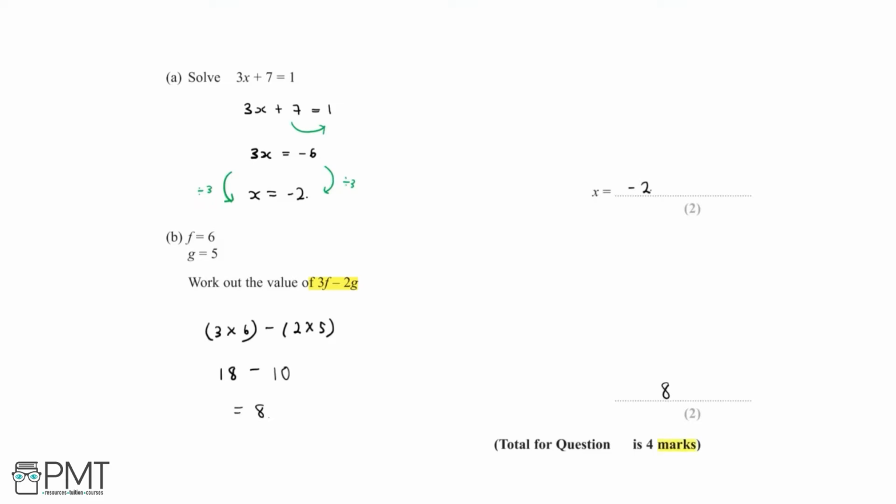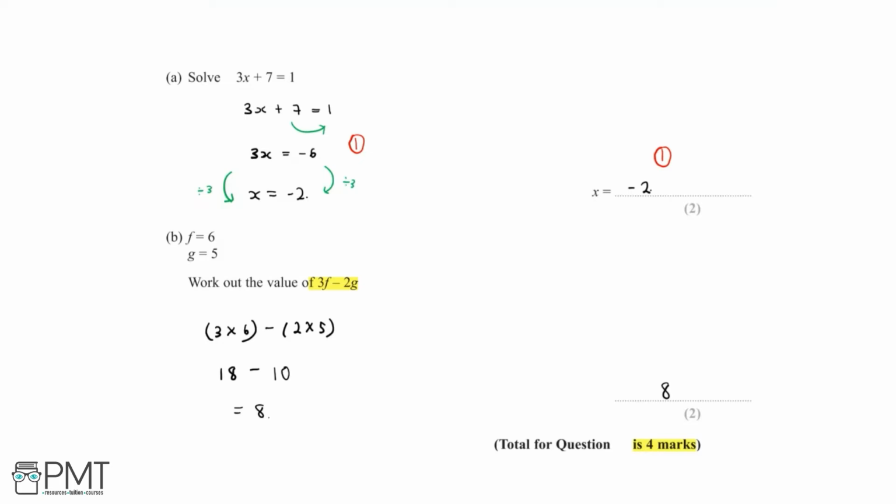Now this question is worth 4 marks. We get the first mark in part A for moving the 7 to the other side and dividing both sides by 3. And we get the second mark in part A for getting the correct final answer that x is equal to minus 2.